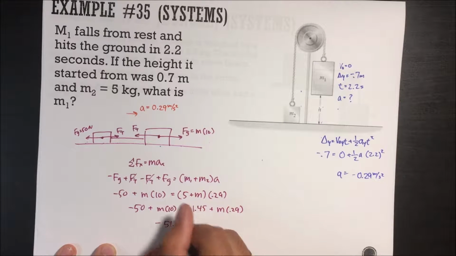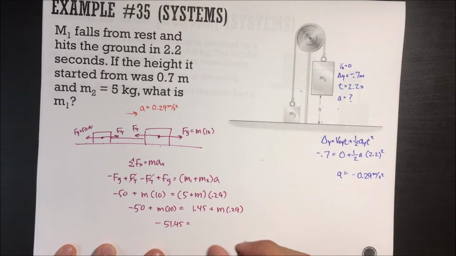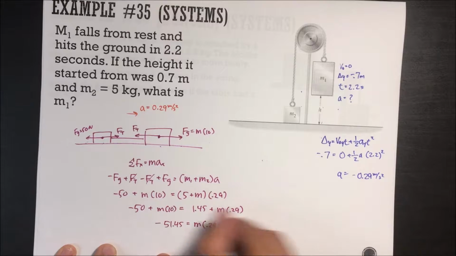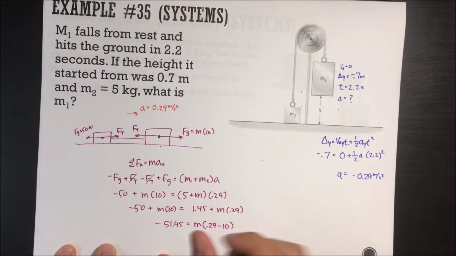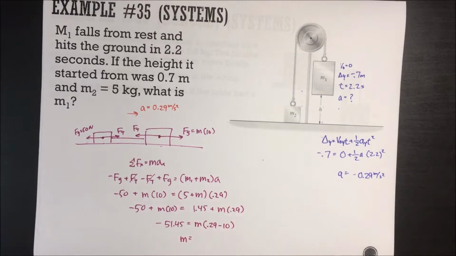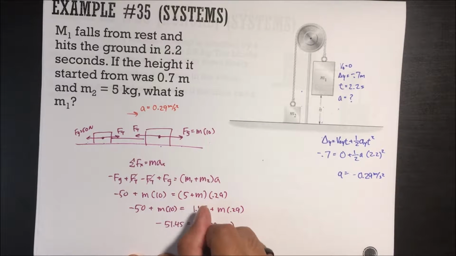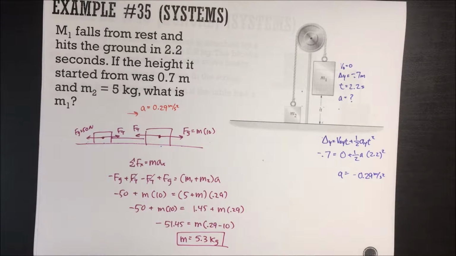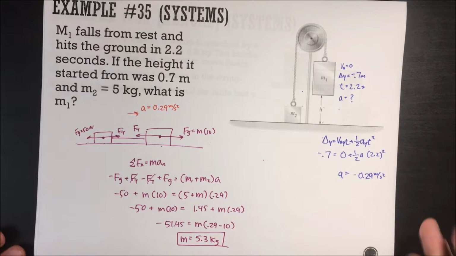Negative 51.45 is equal to 0.29m, and bring this to the other side, so it's going to be minus 10m. m is going to equal 51.45 divided by 0.29 minus 10. It's going to be equal to 5.3 kilograms. Okay, so it took a little bit of work, a lot of algebra there, but that's basically how you do it.